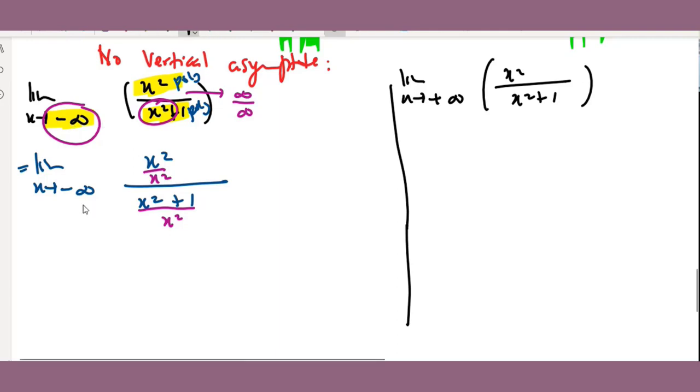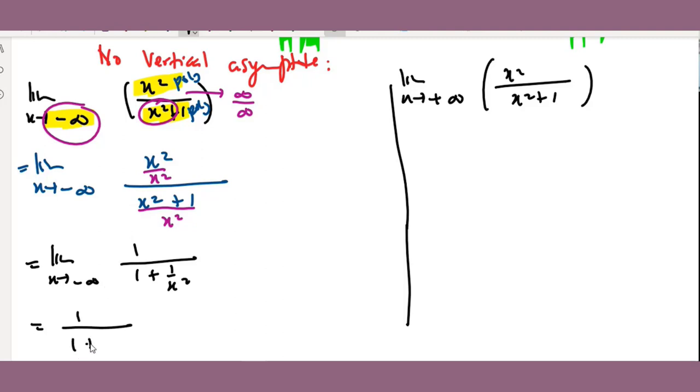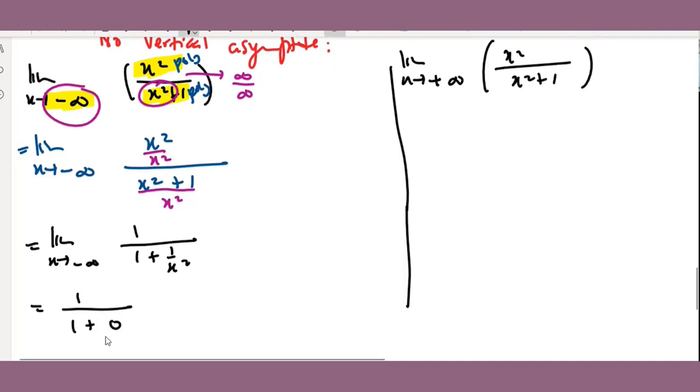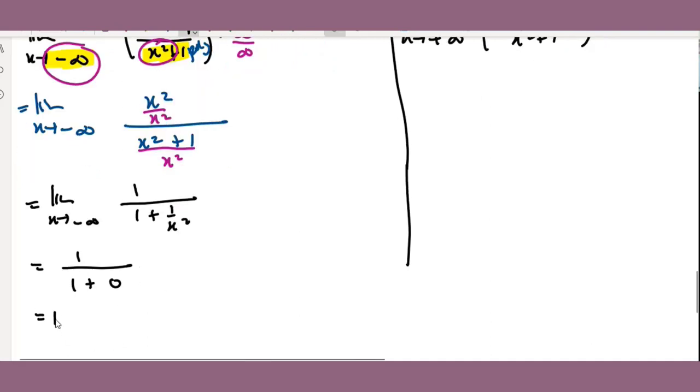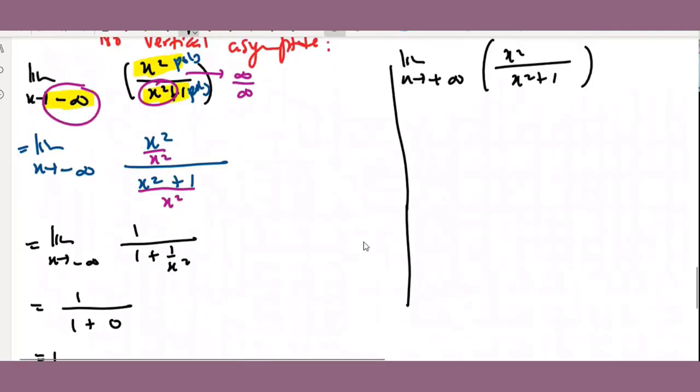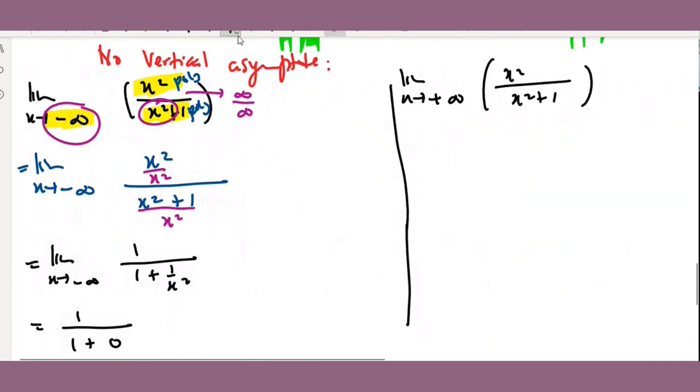And then simplify: 1 over 1 plus 1 over x squared. Then substitute, 1 over infinity is equal to 0, and this one is equal to 1. Settle. For the second part, same procedure.